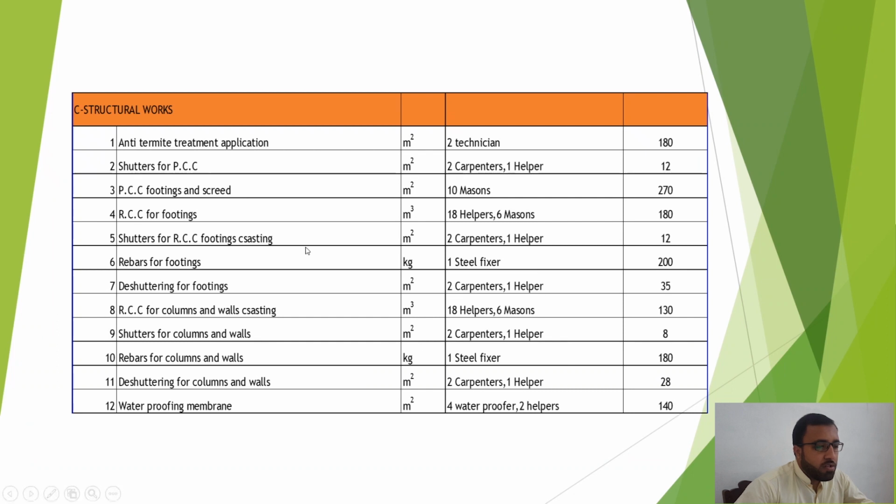Then for the structural works: anti-termite treatment application, shutters for PCC. 2 carpenters and 1 helper can install 12 meter square of shutters. PCC footings and screed, 10 masons can do 270 meter square of screeding. These are common examples. For example, RCC for columns and walls, 18 helpers and 6 masons can do 130 m3.